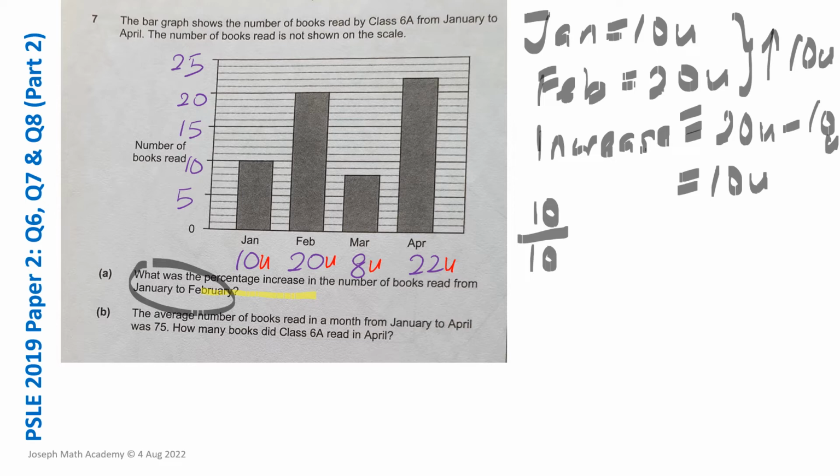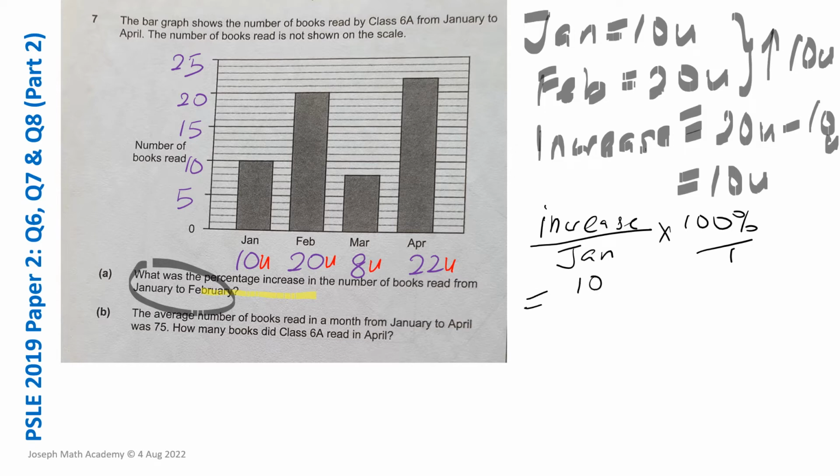Okay? Right? So let me write it down a bit clearer for you. The increase is the numerator out of the base, which is January. Then you times the fraction by 100%. So I'm going to plug in all the information. The increase is 10 units. In January, it's 10 units. And then the whole thing times 100%. So from here, we can already know it is 100%. So this is the answer for part A. Very easily done. Okay, it's a 100% increase.